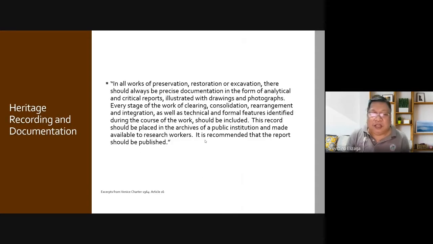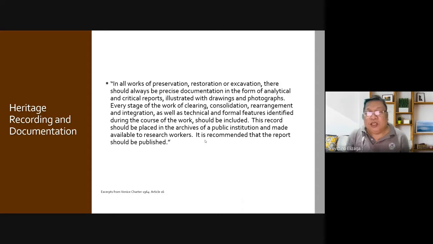So we start off with an excerpt from the Venice Charter in 1964. It says, in all works of preservation, restoration, or excavation, there should always be precise documentation in the form of analytical and critical reports, illustrated with drawings and photographs. Every stage of the work of clearing, consolidation, rearrangement, and integration, as well as technical and formal features identified during the course of the work, should be included. This record should be placed in the archives of the public institution and made available to research workers. It is recommended that the report should be published.